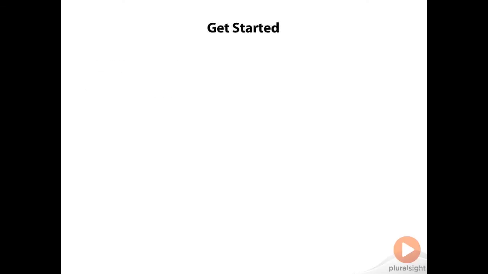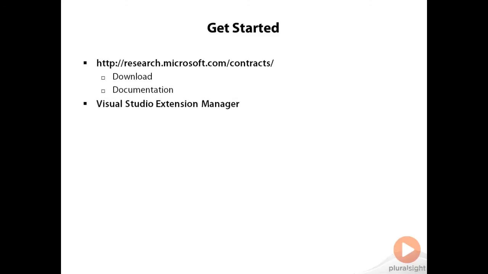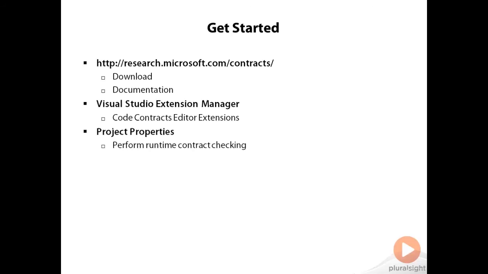So to get started, you want to go to research.microsoft.com/contracts and download code contracts and the documentation. Go ahead and save the documentation for later reference. And then you'll want to go into Visual Studio's Extension Manager and get the Code Contracts Editor extensions. Once you've done that, then you can go into your project properties and you can enable Perform Runtime Contract Checking and Perform Static Contract Checking.